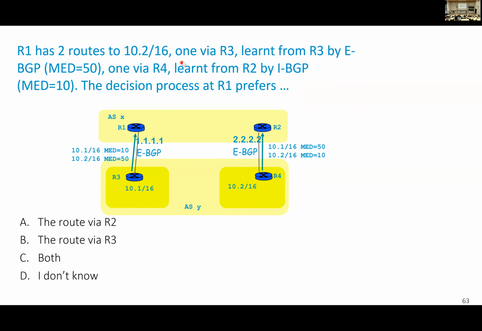R1 has two routes to 10.2 here, learned by eBGP. One via R4 learned from R2 by iBGP. So we're zooming on R1 here. R1 has learned this route from eBGP, this one from iBGP here. Which one will R1 prefer? Which one will the decision process at R1 prefer?